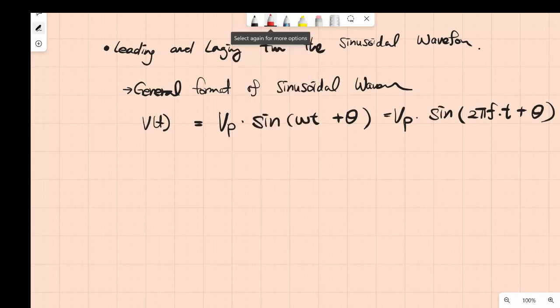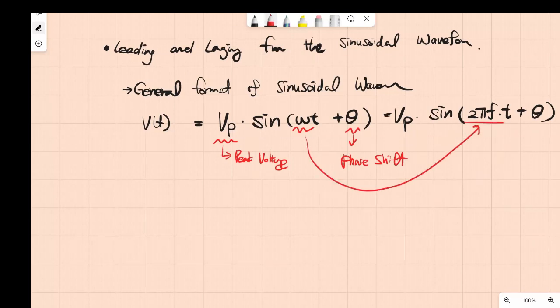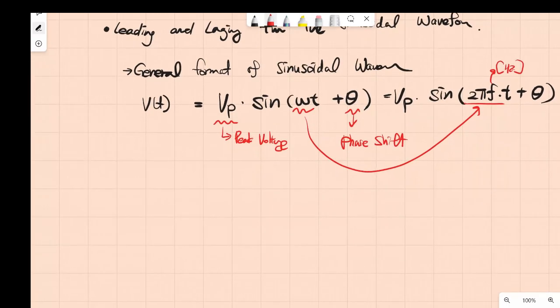V_p is the peak voltage, and theta is the phase shift. Omega is the angular frequency, which we can write as 2 pi f. The f is the frequency, and of course f is 1 over T. T is the period, sometimes in seconds, sometimes in microseconds or milliseconds.